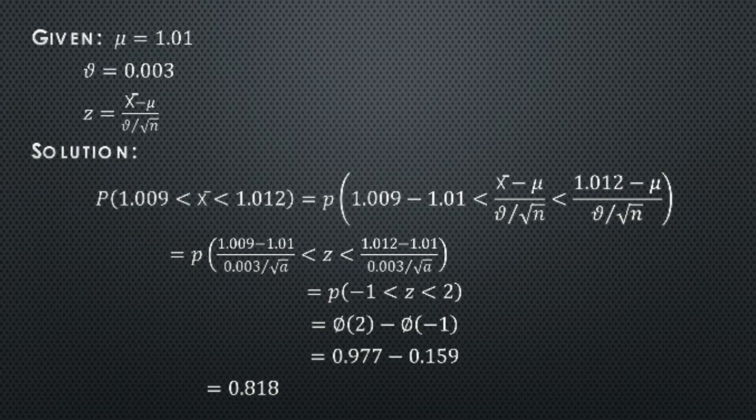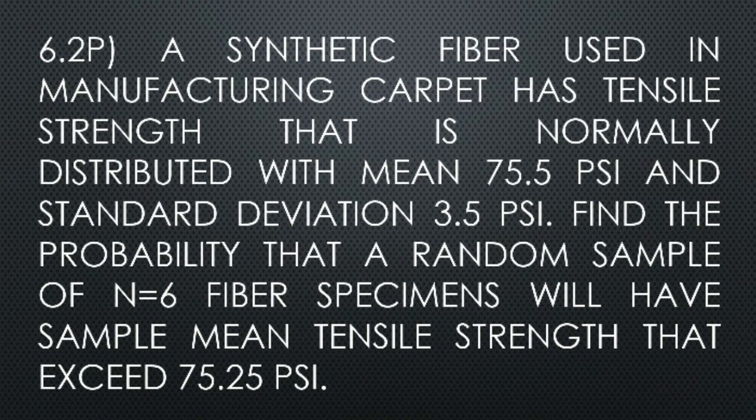Now let's move to the next question. For question 6.2, a synthetic fiber used in manufacturing carpet has a tensile strength that is normally distributed with mean 75.5 psi and standard deviation 3.5 psi. Find the probability that a random sample of n = 6 fiber specimens will have sample mean tensile strength that exceeds 75.25 psi. Okay, now let's go for the solution.